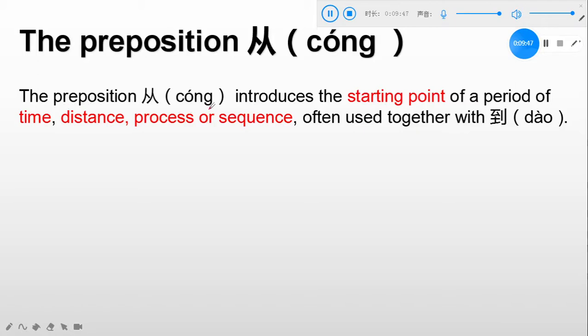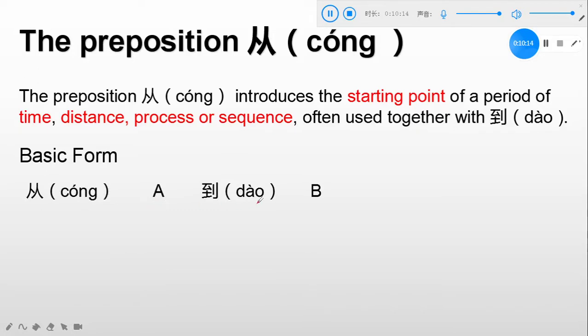The preposition 从 introduces the starting point of a period of time, distance, process, or sequence, often used together with 到. Here, 到 doesn't mean arrive, it means to or till. Okay. Now let's take a look at the basic sentence structure. 从 A 到 B 什么意思？ From place A to place B, or from distance A, or from time A to time B, or from distance A to distance B. Okay, so here 到 means to.